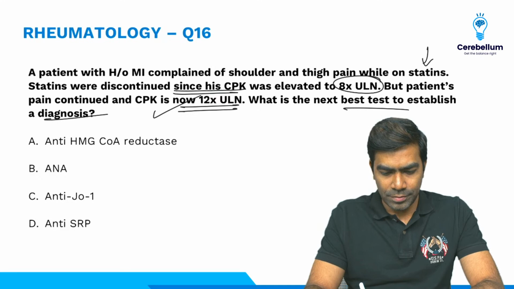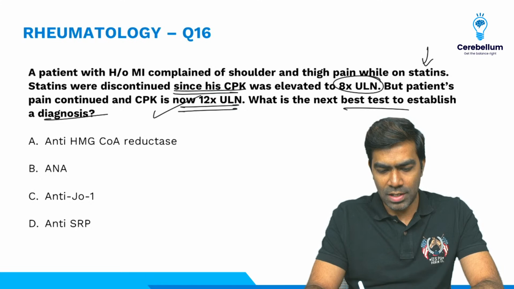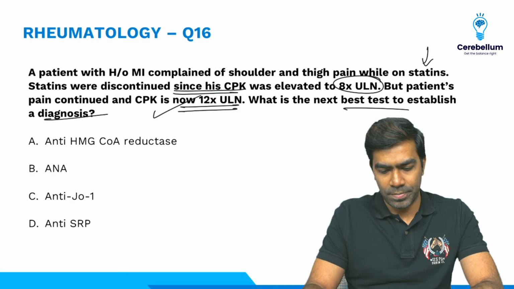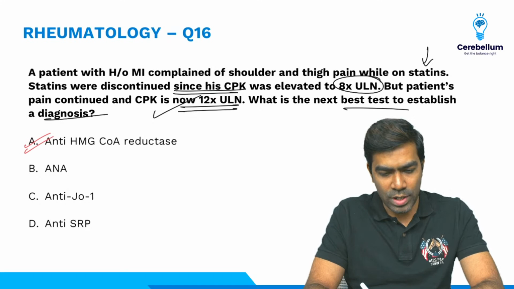So some people are answering it correctly. Some people are answering it as option number C. Technically, here you're dealing with something else. The right answer for this question is option A, that is anti-HMG CoA reductase antibody, again given in Harrison, straightforward from Harrison. So what about anti-Jo-1 antibody?